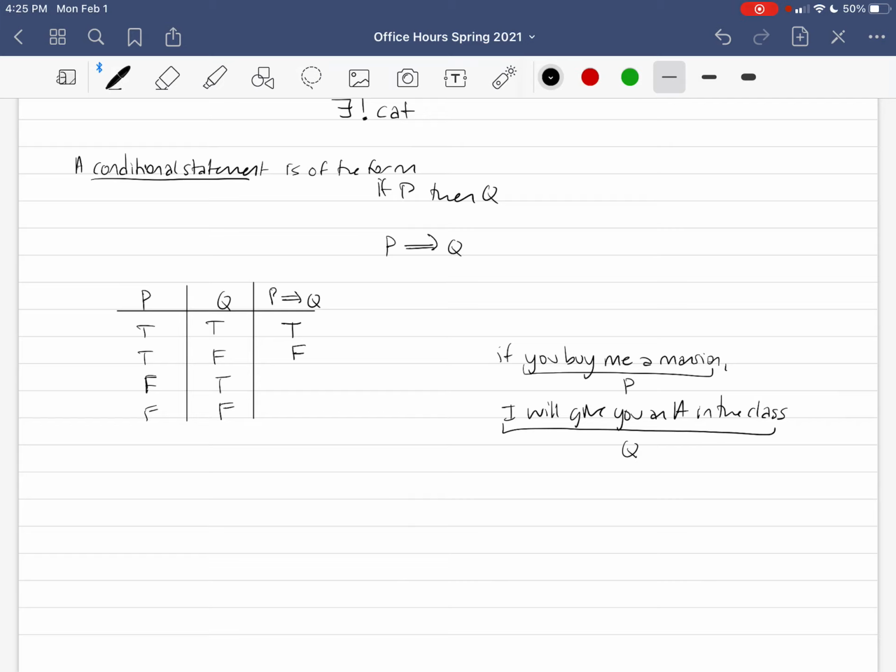Okay. So since no one will buy me a mansion, we are going to give it the benefit of the doubt and assume that if someone actually did, I would follow through with my promise. So regardless of if Q is true or false, if P is false, we are going to assume the statement is always true because we have no evidence to the contrary.